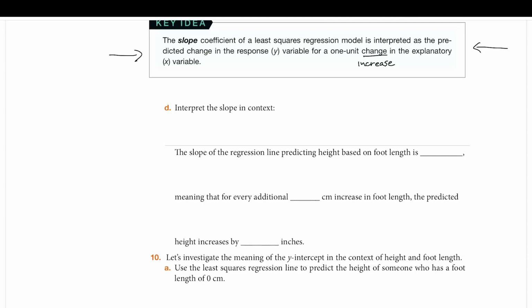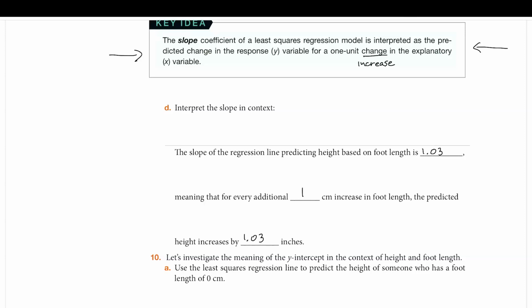Okay, part D asks us to interpret the slope in context, and they actually gave us the sentence that we need, and we just have to fill in the blanks. The slope of the regression line predicting height based on foot length is 1.03. This is the kind of sentence you yourself could write on a quiz or a test, meaning that for every additional 1 centimeter increase in foot length, the predicted height increases by 1.03 inches.